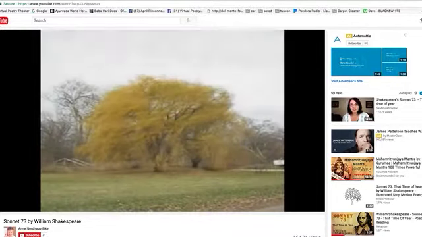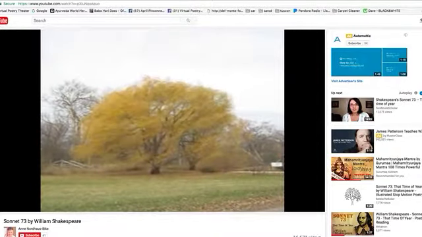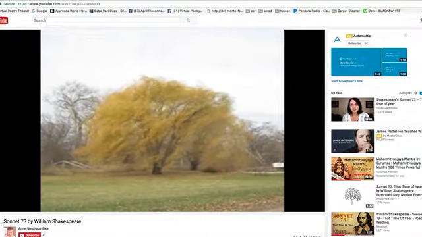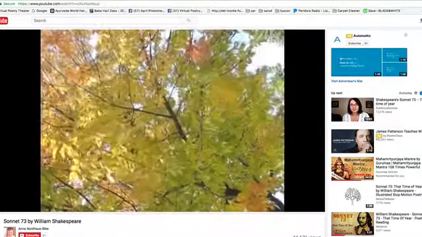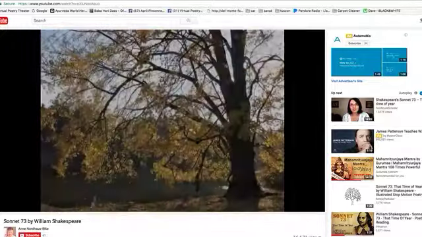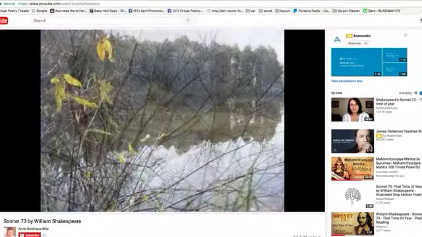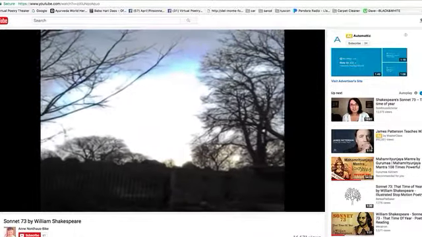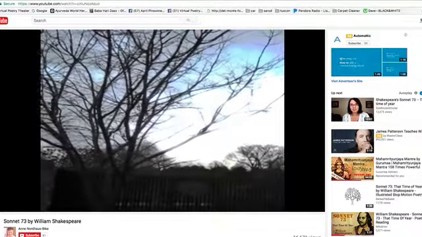Sonnet 73 by William Shakespeare. That time of year thou mayest in me behold, when yellow leaves, or none, or few, do hang upon those boughs which shake against the cold, bare ruined choirs, where late the sweet birds sang.